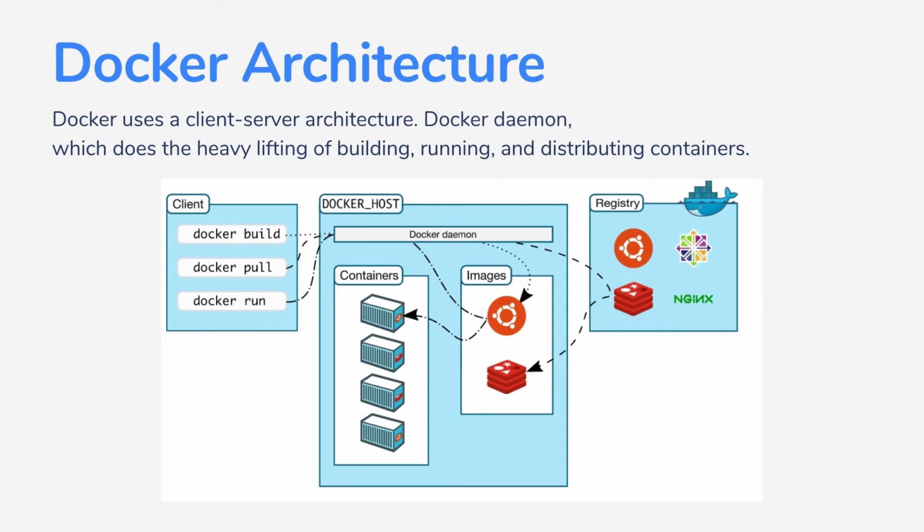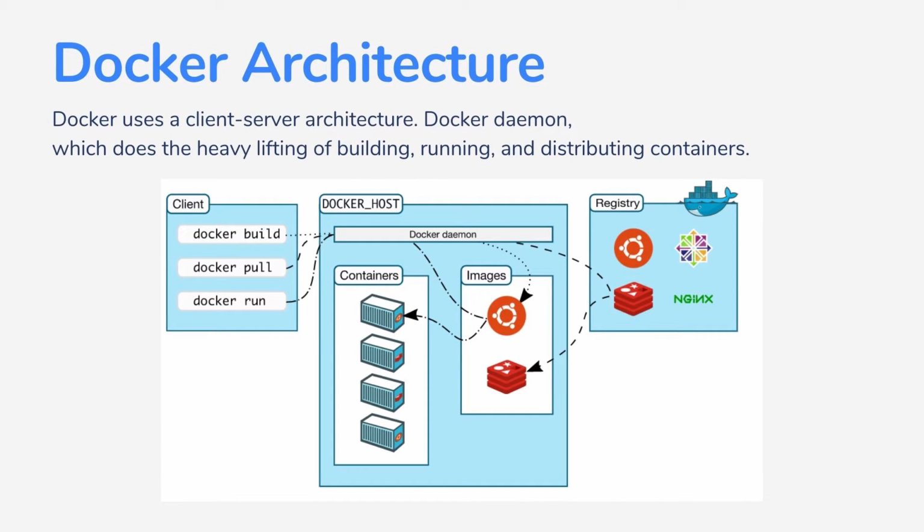Docker uses a client-server architecture, and the Docker client talks to the Docker daemon, which does the heavy lifting of building, running, and distributing your Docker container. The Docker client and daemon can run on the same system, or the user can connect a Docker client to a remote Docker daemon. The Docker client and daemon communicate using a REST API over a Unix socket or a network interface. Another Docker client is Docker Compose, which lets you work with applications consisting of a set of containers.